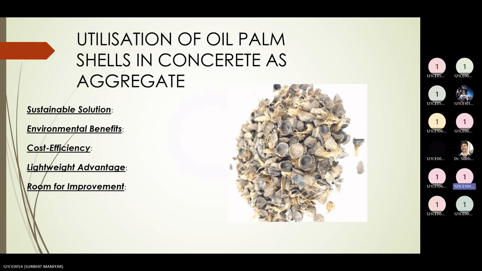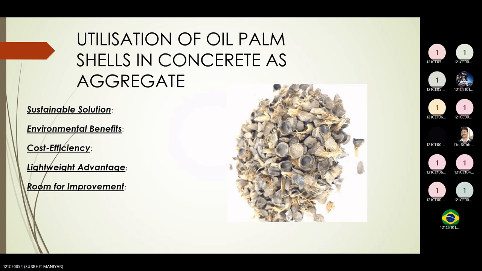Environmental benefits are also there, because traditional construction material will reduce by using this, and that's why we can lower the carbon footprint. Then cost efficiency: incorporating OPS into concrete production presents environmental and economic advantages because it utilizes readily available agricultural waste. Then the lightweight advantage, because OPS concrete exhibits a lower density compared to normal concrete. That's why it is advantageous for lightweight construction and reducing structural load and transportation costs.